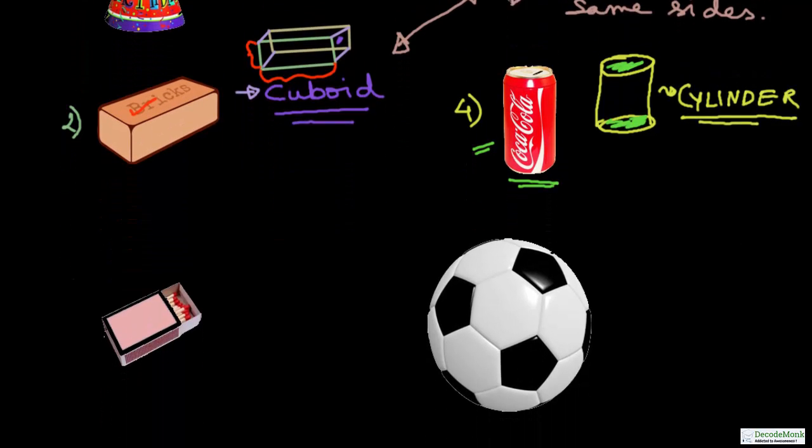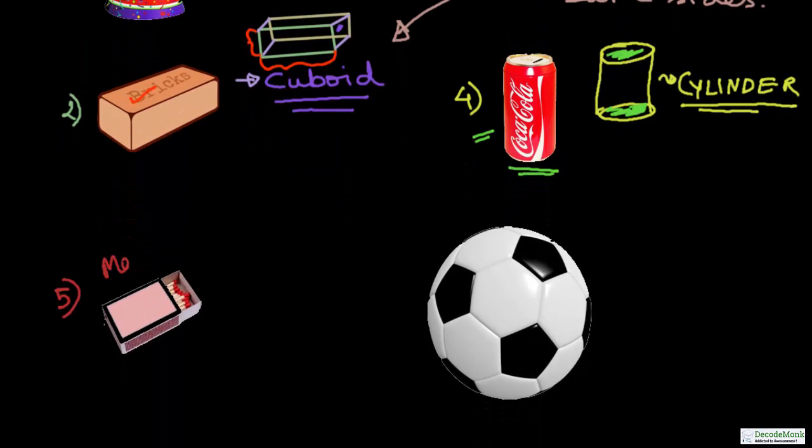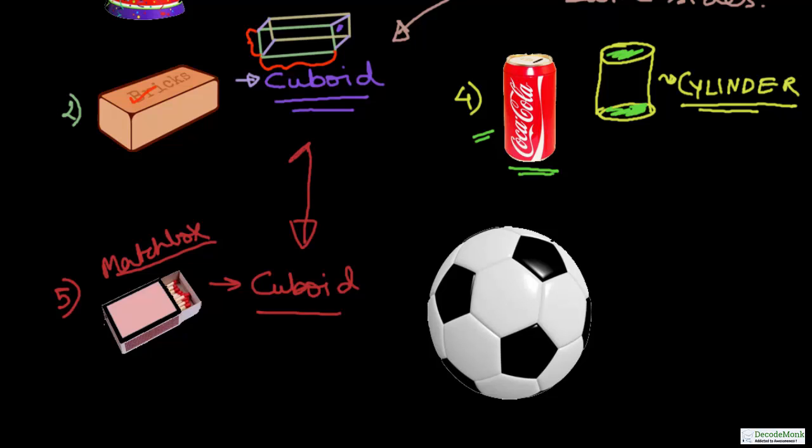Next, coming to the fifth shape, this is a match box. This shape is also a cuboid. You can see the similarity of shape in case of a brick and a matchbox. The brick may be a bit larger than the matchbox, but the shape is cuboid. You should be able to identify the shapes very quickly in your exam, because you have to complete the question paper in prescribed time.